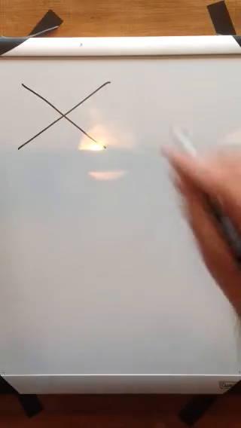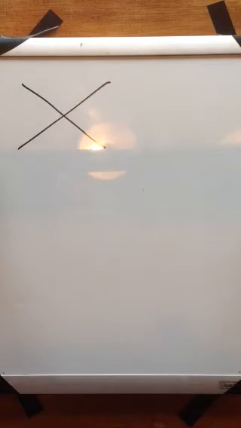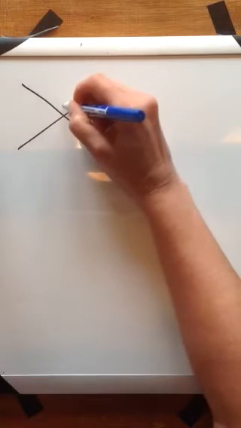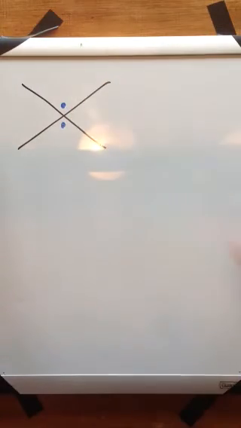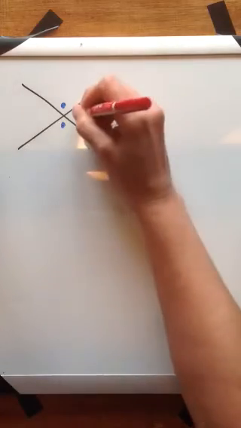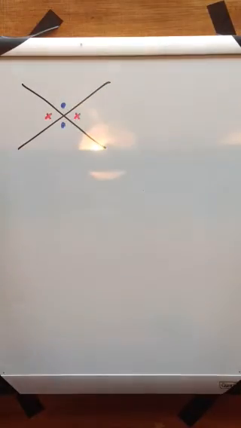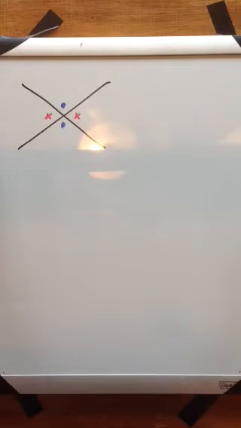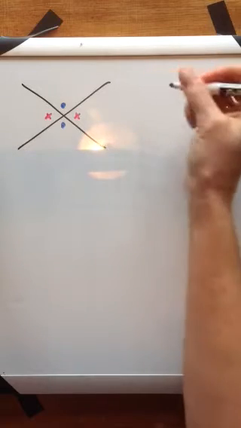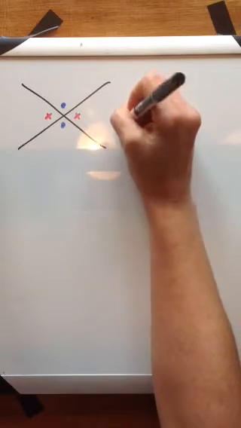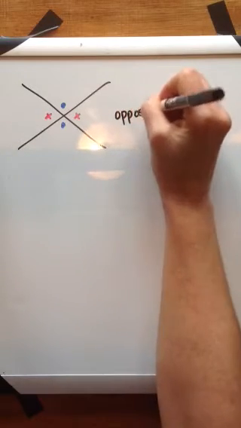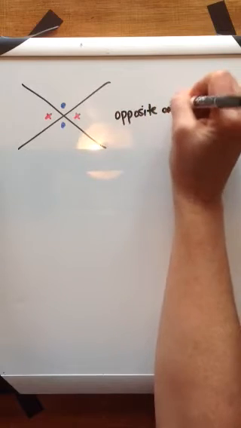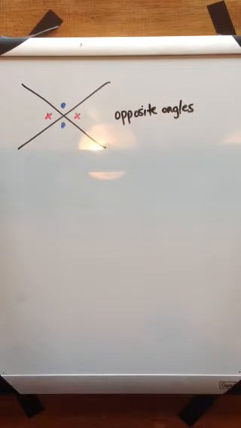So if we have two lines that intersect like this, we know that there is a relationship between the angles here and here, and also the angles here and here. And what we know is that the two blue circles are equal to each other in size, and the red X's are also equal to each other in size. And these are called opposite angles, and they are always the result when two lines cross each other.